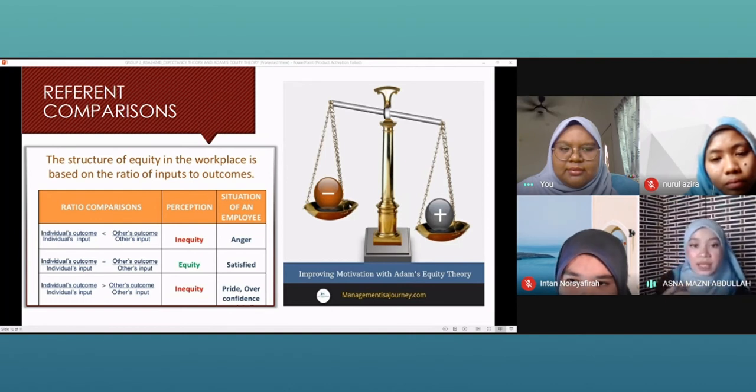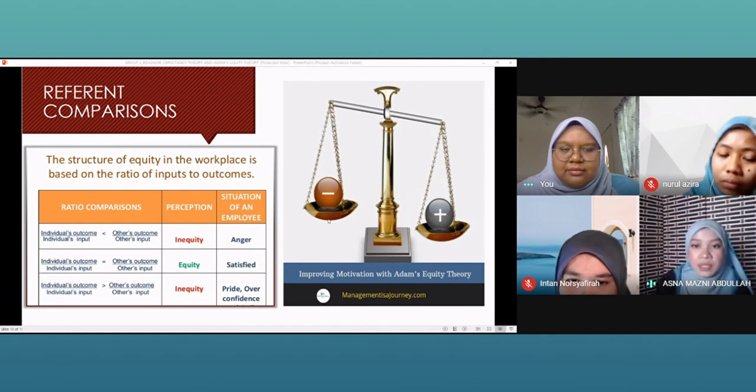Okay, equity exists when employees perceive that the ratio of their inputs, which is effort, to their outputs, which is rewards, is equivalent to the ratio of other similar employees. Where you can see the imbalanced pendulum at your right side, inequity exists when these ratios are not equivalent. If an individual's outcome is less than the other's outcome, it is perceived as inequity and employees dislike it. If it is the same or equal, employees will be satisfied and more motivated. And if their outcomes are more than the others', it is also inequity, where they will feel overconfidence.